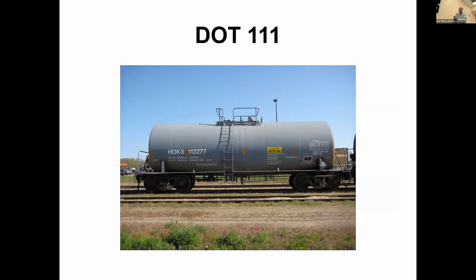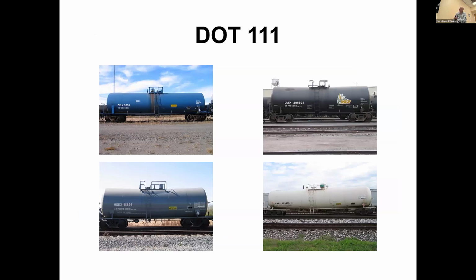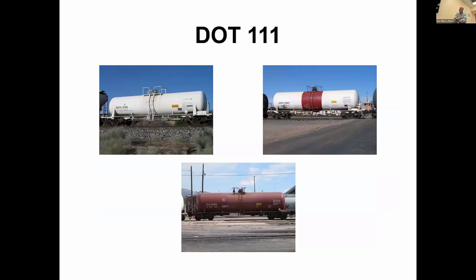Again, high pressure, low pressure, the DOT 111. Again, more 111s. So again, you're going to practice this at the side of the track. And these are all corrosive cars based on the valving sticking out of the top there. Those are all corrosive cars.